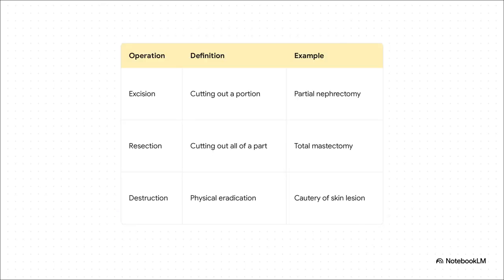Let's break down a few more of these highly confused root operations. We already know excision is taking out just a portion of a body part, but resection, that means cutting out the entire body part, like a total mastectomy or a total nephrectomy. And then we have destruction. Destruction is exactly what it sounds like. Physically eradicating or obliterating the tissue. Think of cauterizing a skin lesion. In destruction, you aren't physically taking any part of the body out and putting it in a jar, you are just destroying it right there on site.